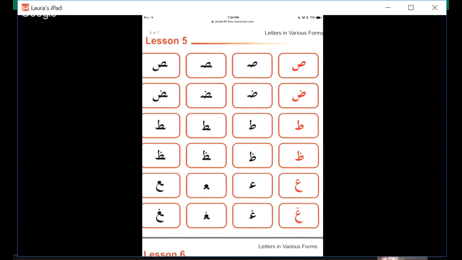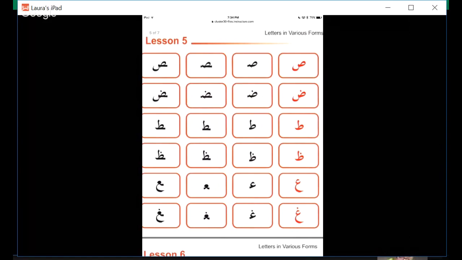Okay, next, dal, same thing. In isolation, at the beginning of a word, in the middle of a word, and at the end of a word. The letter ta and the, they don't change a whole lot. They're still connected, so they aren't one-way connectors, but they don't change a whole lot. Okay? So again, ta at the beginning of a word, in the middle of a word, or at the end of the word. Same thing with the in isolation, at the beginning, in the middle, and at the end of the word.